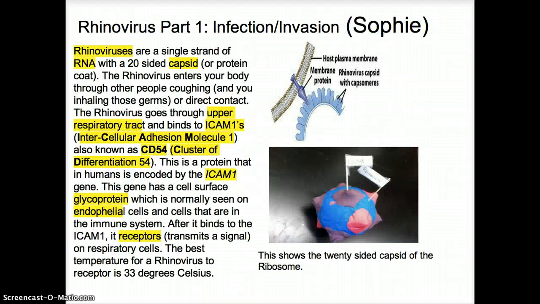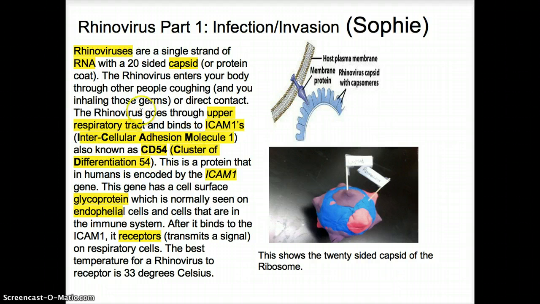Okay, let's move on to slide 1. This is the infection invasion, basically how the virus gets into the cell in the first place. And viruses are basically a single strand of RNA with a 20-sided capsid, like right here. I know it doesn't really have 20 sides, but it works.